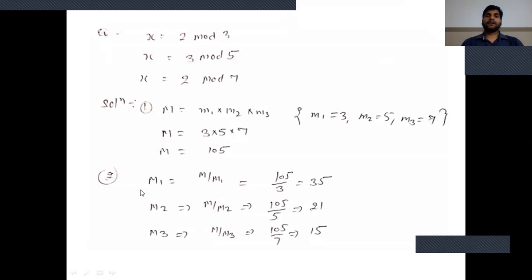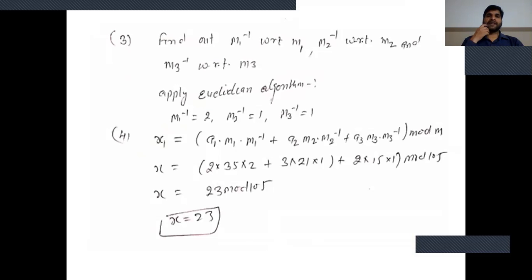After finding the values of M1, M2, M3, we find the inverse: M1 inverse with respect to m1, M2 inverse with respect to m2, and M3 inverse with respect to m3, applying the Euclidean algorithm. We solve the inverse values with the help of the Euclidean algorithm, and M1 inverse equal to 2, M2 inverse equal to -1, M3 inverse equal to 1.